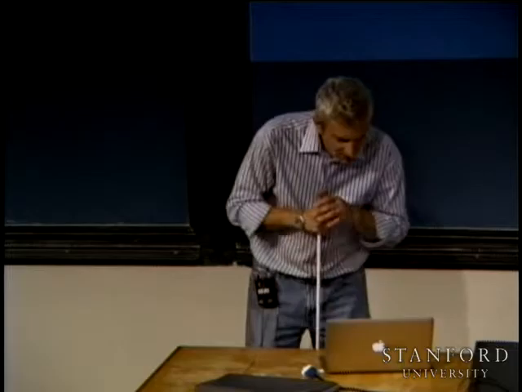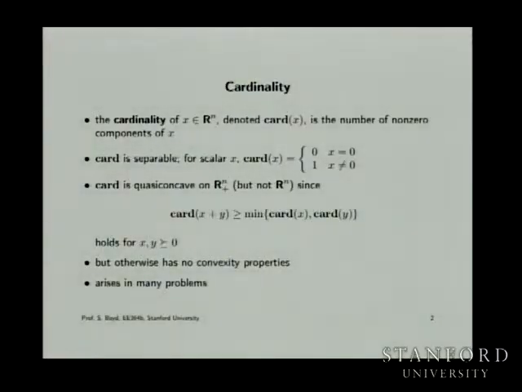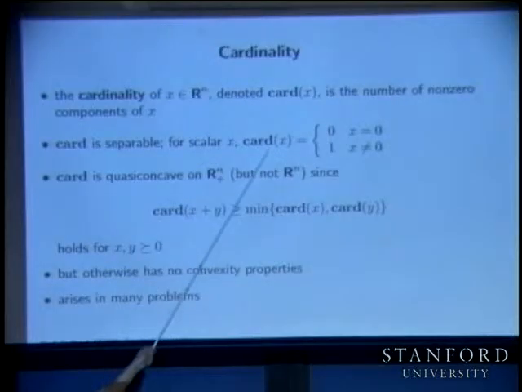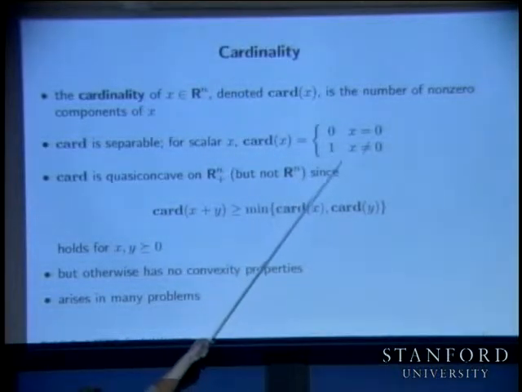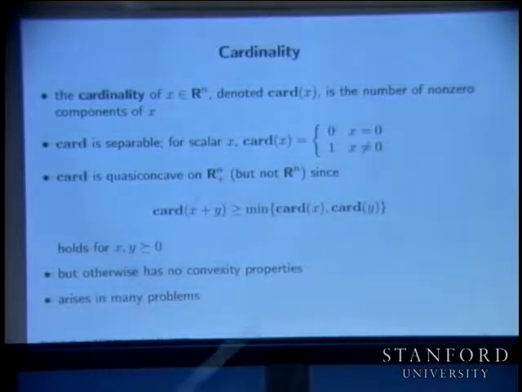Okay, so the cardinality of a vector is actually a separable function. It's the sum over all the xi's of card of xi. But card of xi is nothing but 0 or 1, depending on whether the variable is non-zero or not. That's quasi-concave on R plus to the n, but not on R to the n, for what that's worth, which is not much. Otherwise, there are really no convexity properties, and it arises in lots of problems.